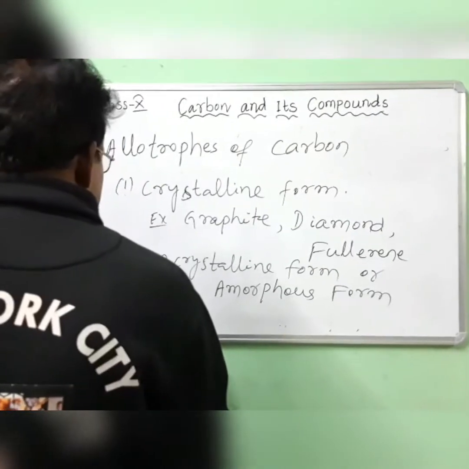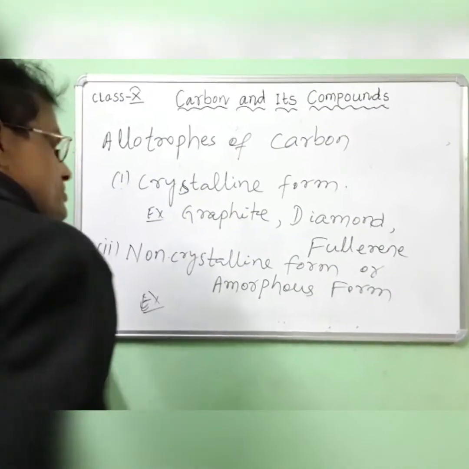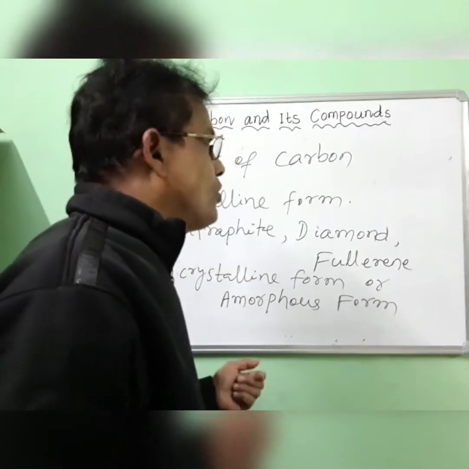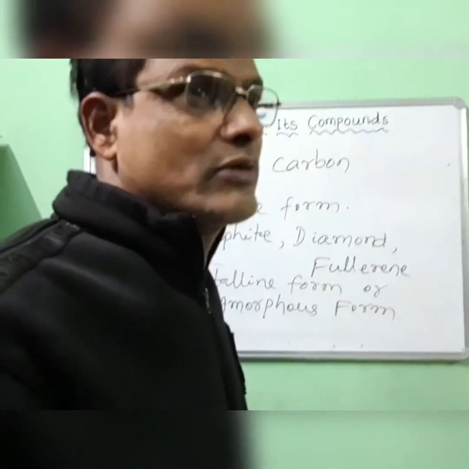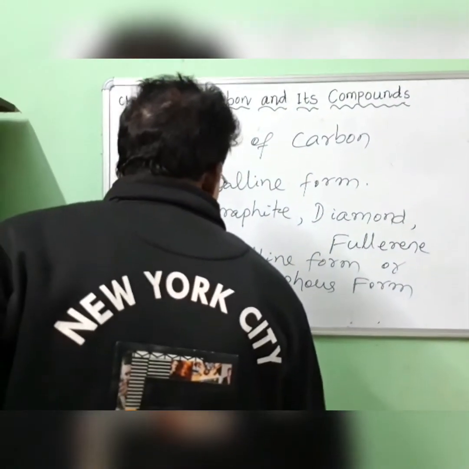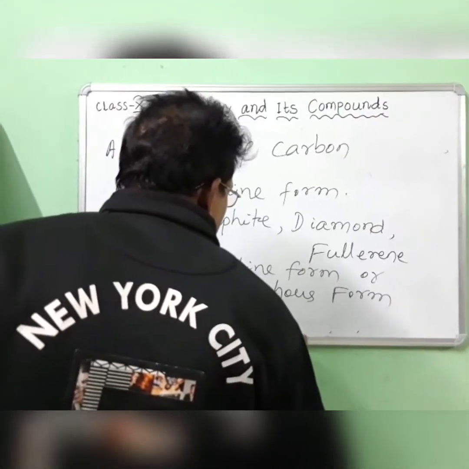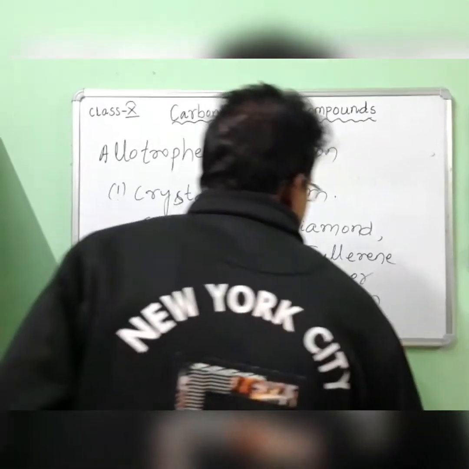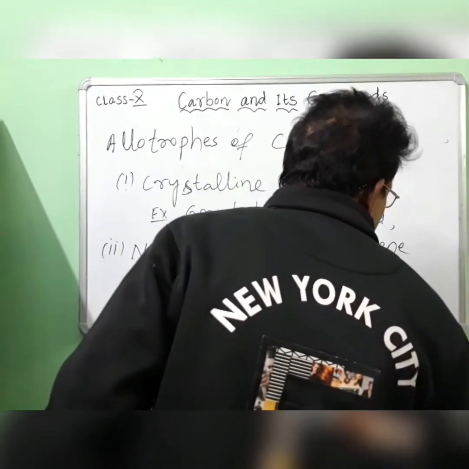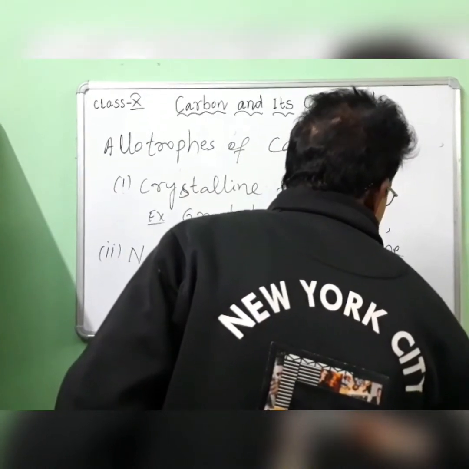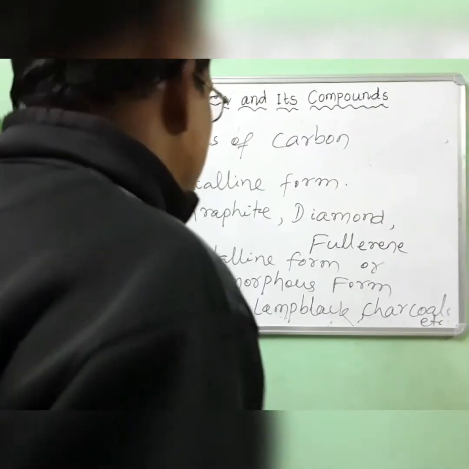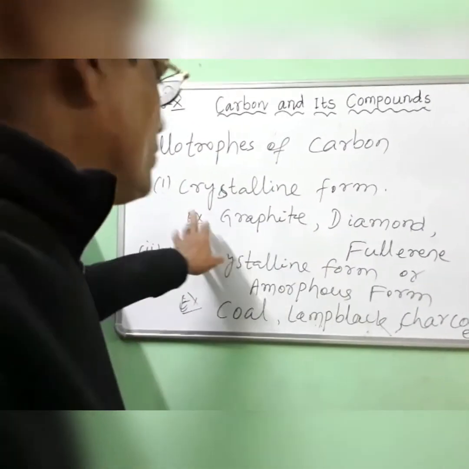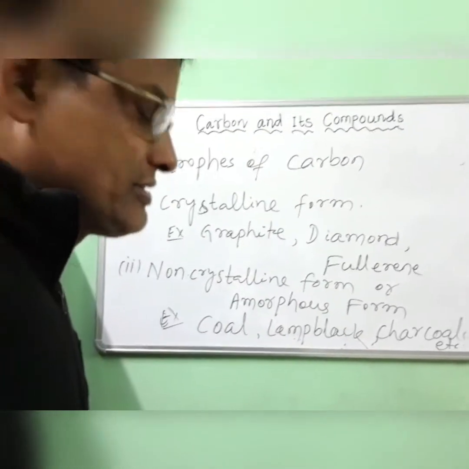So examples are coal, lamp black, charcoal, etc. Okay. So these are the allotropic forms of what? Carbon. Okay. Allotropic forms of carbon.